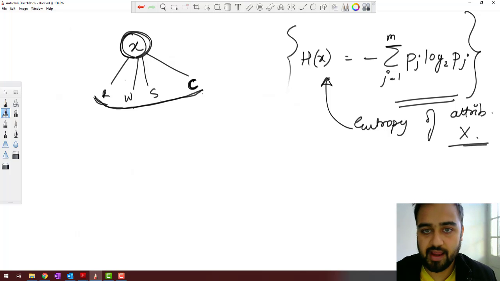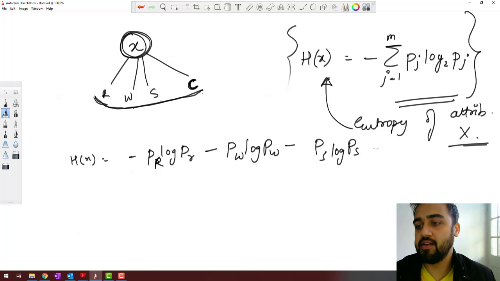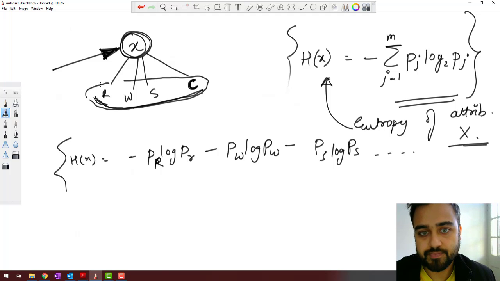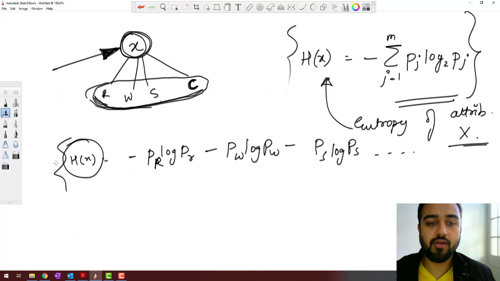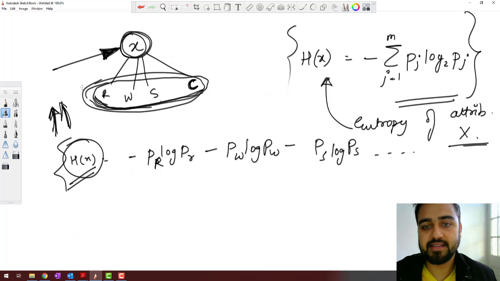So this would mean in order to calculate the entropy of X, what you need to do is minus probability of rain log of probability of rain, minus probability of wind log of probability of wind, minus probability of sun log of probability of sun. So this is how you calculate, and so on, the entropy for a particular X. That means it will tell you that when you split X on these four values, how much information do we gain or lose, right? If we have high H or high entropy, that means this data set was divided into uniform parts.